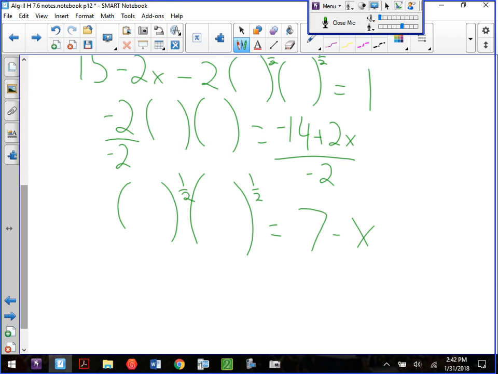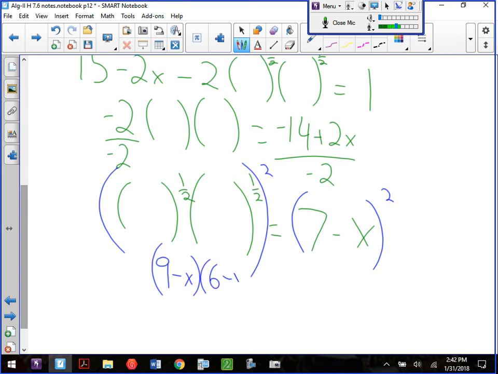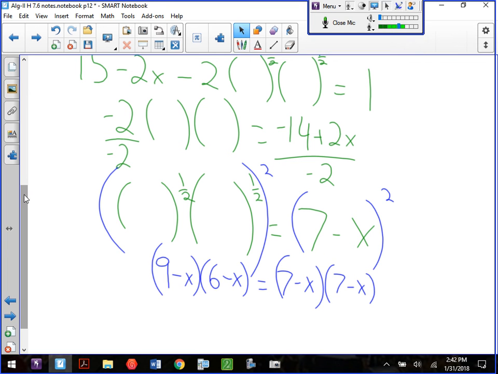Now, since I have junk times junk to the half power, I can alleviate that half power by doing what? Then I square it again. You wind up with the 9 minus x, 6 minus x. You'll have to FOIL and solve. It works out cleanly, but it's just a pain that you have to show all the steps. If you get questions on something like that before school tomorrow, I'll be here.